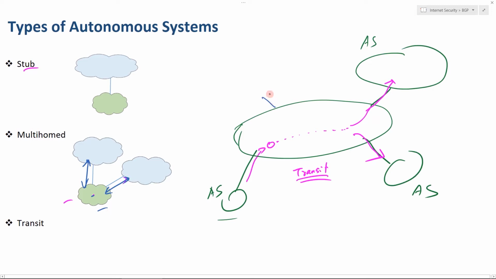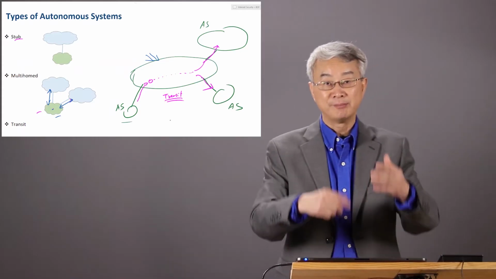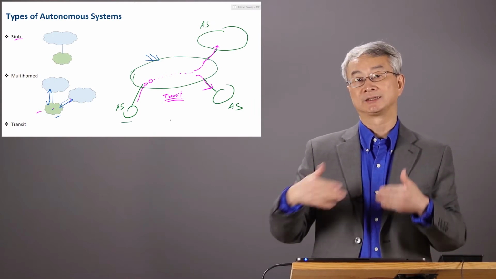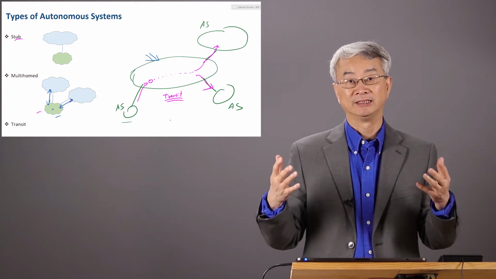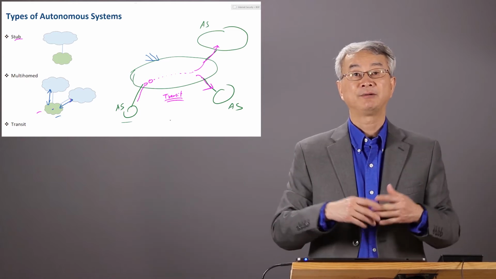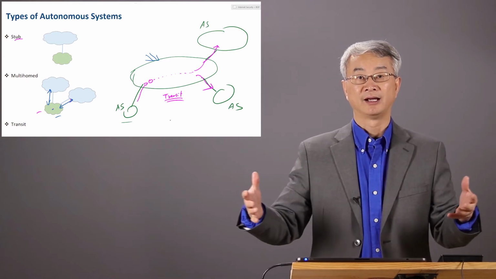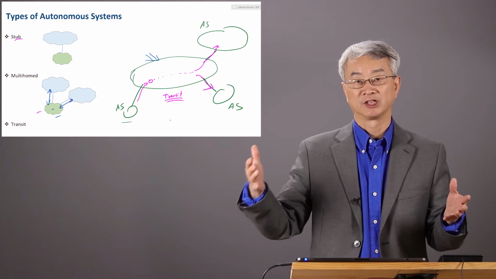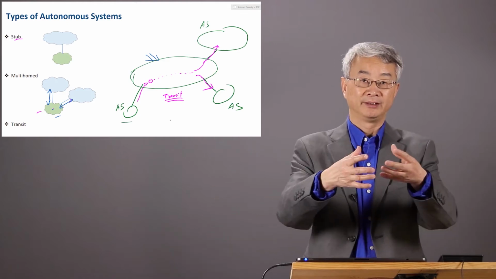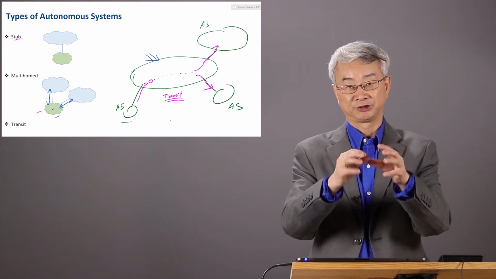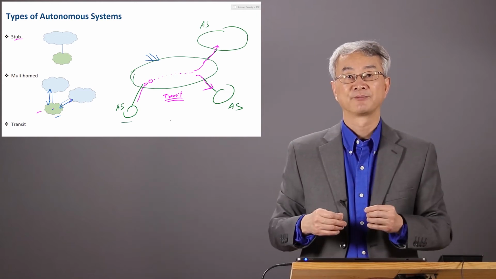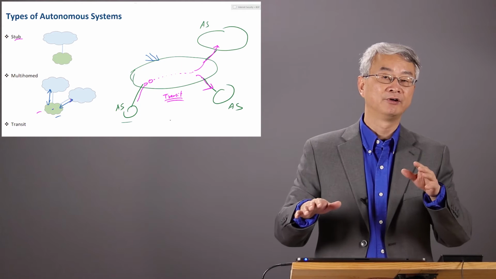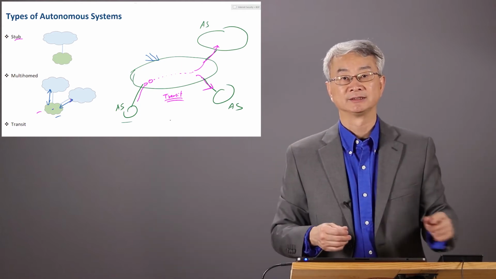But for this autonomous system, that's their main business. Their main job is to provide a transit service, and that's also how they make money. Those are the internet service providers. Some of these transit providers are large and span the globe. Some of them are small and probably cover just one region, for example a state. So you're going to see variation in terms of size.